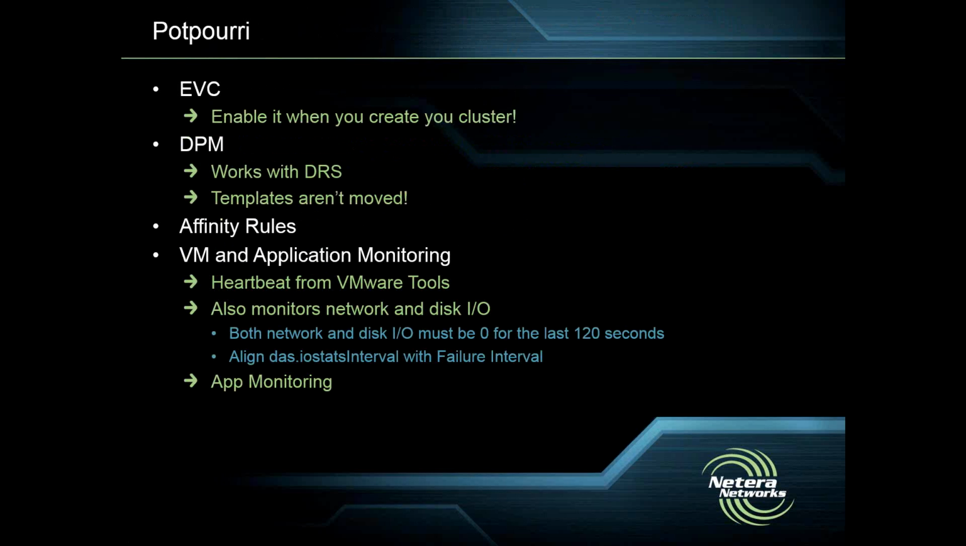And this advanced setting, das.iostatsinterval, which is 120 seconds, you can configure that to be the same as the failure interval of the VM monitoring. And that just says, hey, if VMware Tools hasn't spoken to me for 30 seconds, then only look at the last 30 seconds of network and disk I/O for that VM as well, right?